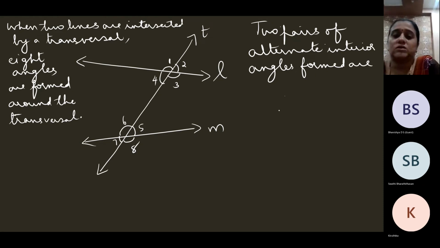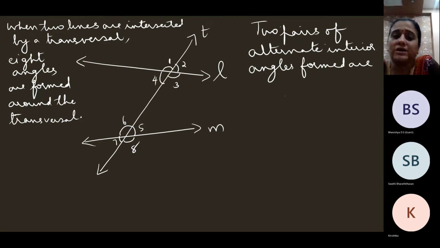Now let's understand what we mean by alternate angles, alternate interior angles. Now you know the meaning of the term interior angles. Tell me the interior angles here. Name the interior angles. Ma'am, angle 3, angle 4, angle 5, and angle 6, ma'am. These are interior angles. Now we'll have to understand what alternate interior angles are.